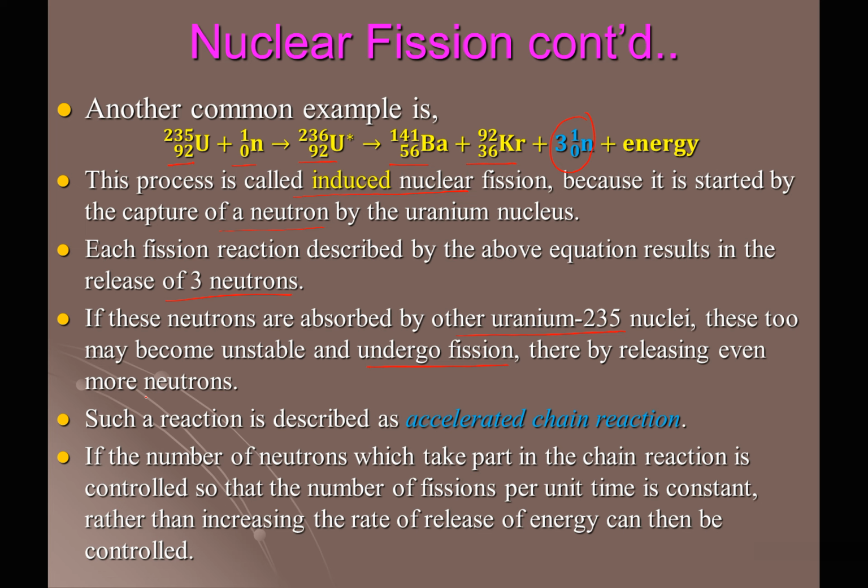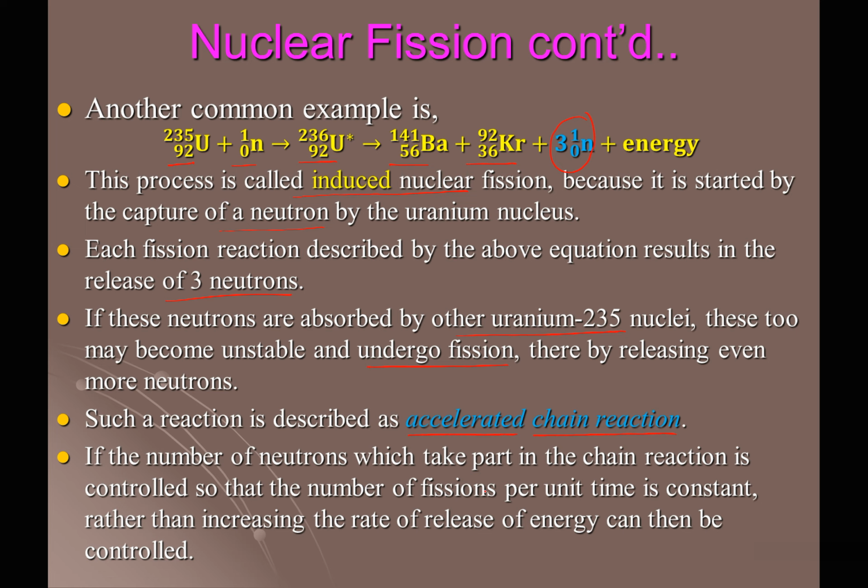So the reaction results in more and more energy emitted as the reaction continues. This is what we describe as an accelerated chain reaction. We started with a single neutron being absorbed by a single uranium nucleus, resulting in 3 neutrons which are now available to be absorbed by 3 uranium nuclei, which results in another 9 neutrons which are available to be absorbed by 9 uranium nuclei, and the process continues.